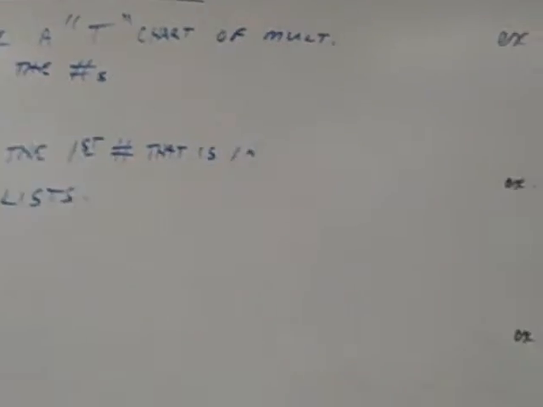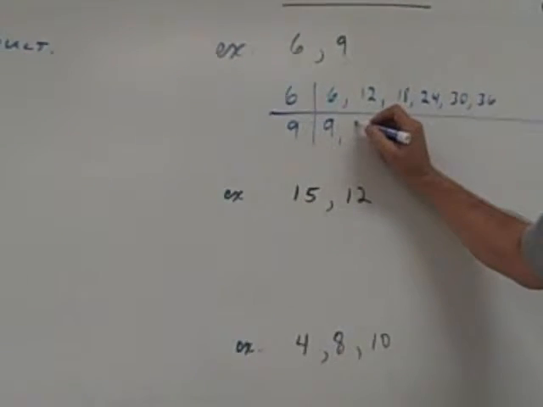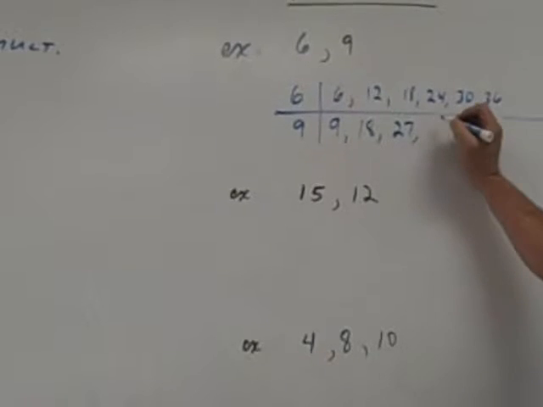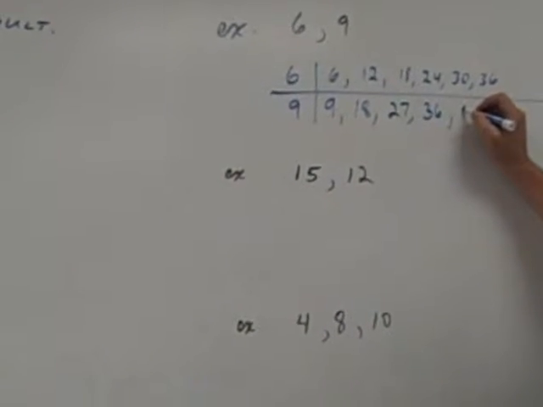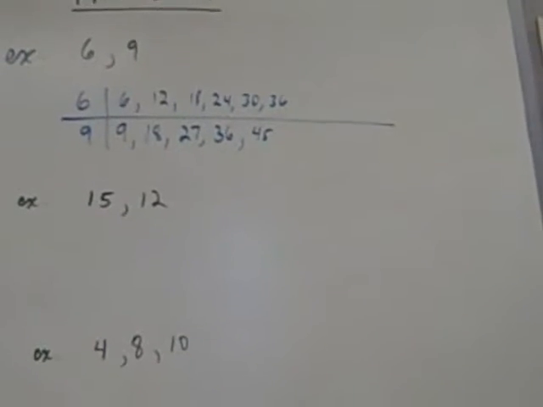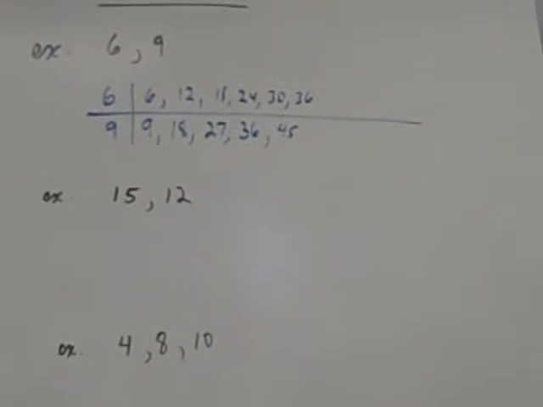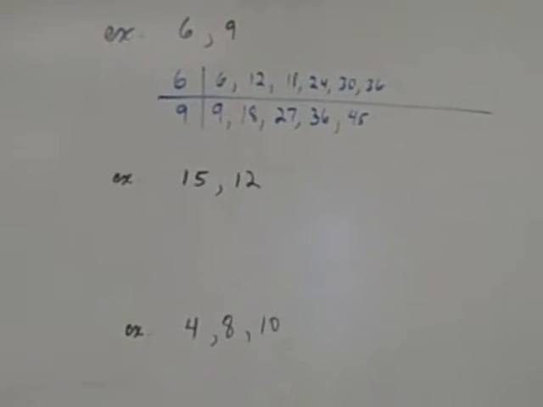Alright, let's do 9. What are the multiples of 9? 9 times 1, 9. 9 times 2, 18. 9 times 3, 27. 9 times 4, 36. 9 times 5, blah, blah, blah. Now, I went further, and in a little while we're going to learn not to go further. You with me, girlfriend? Got your chart? Go ahead. Got to let her get caught up.